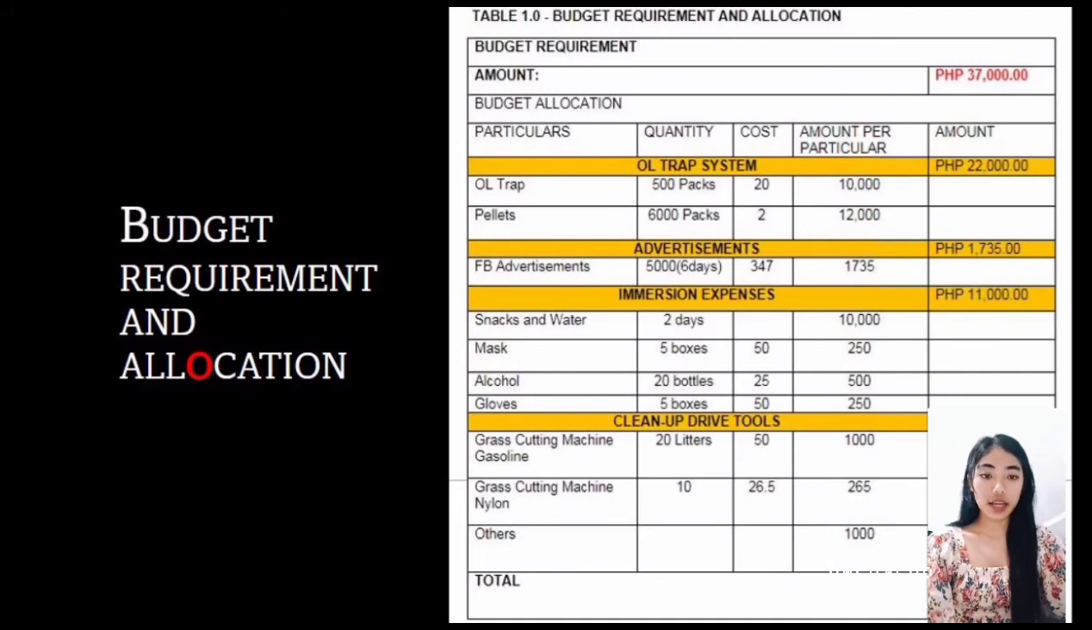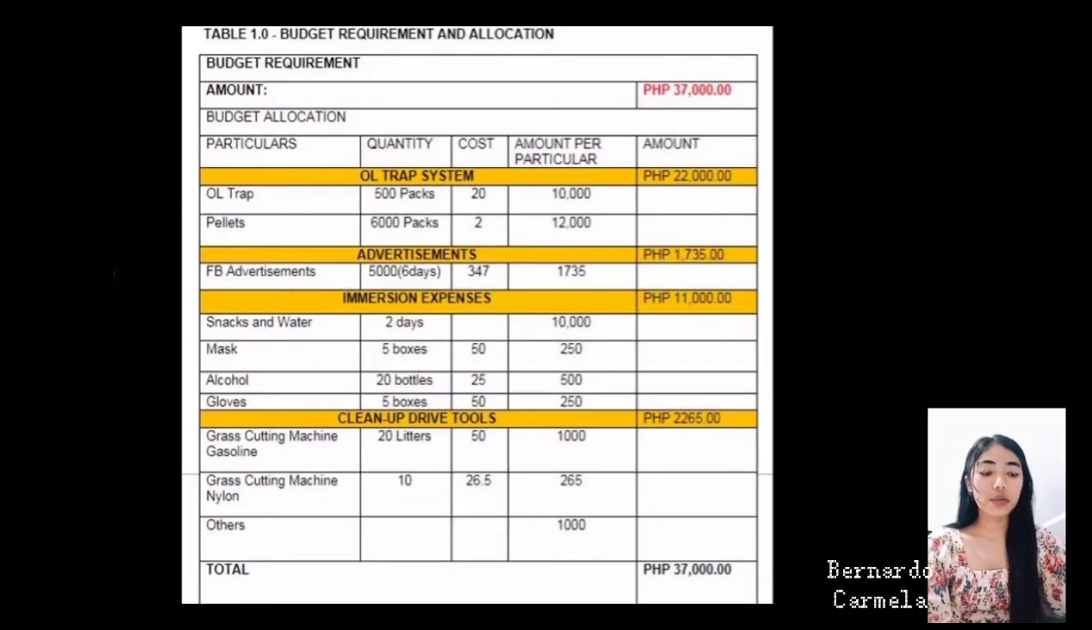Budget requirement and allocation. This program will need a total budget of 37,000 for 6 months of complete monitoring and control of the Aedes aegypti mosquito during the breeding and laying season. The budget of this project will be allocated in the following main particulars, namely online trap systems, advertisements, immersion expenses, and cleanup drive tools.